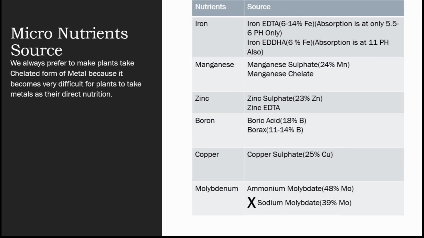Next slide is all about micronutrient sources. We always prefer to make plants take the chelated form of metal because it becomes very difficult for plants to take metals as their direct nutrition. Now, what is chelated? Does anybody know what chelated means?